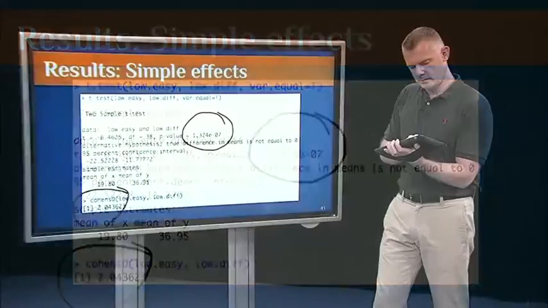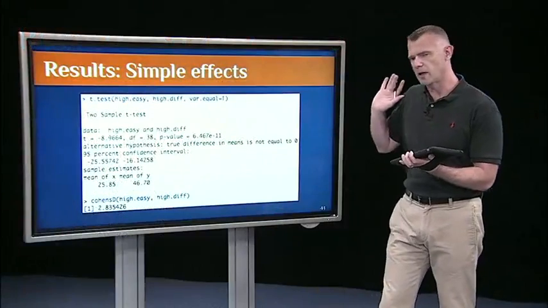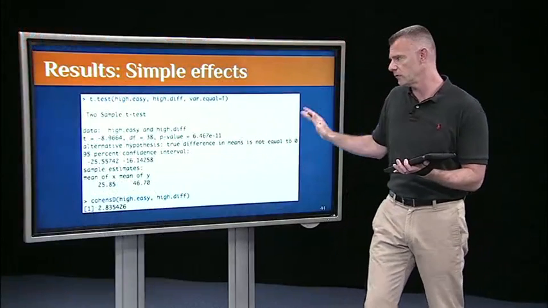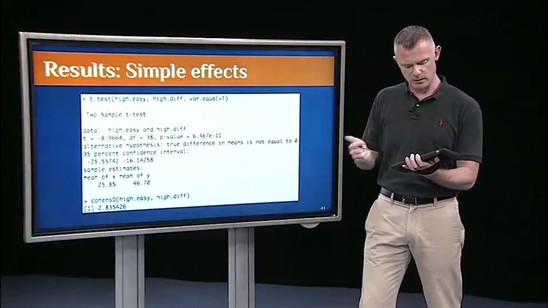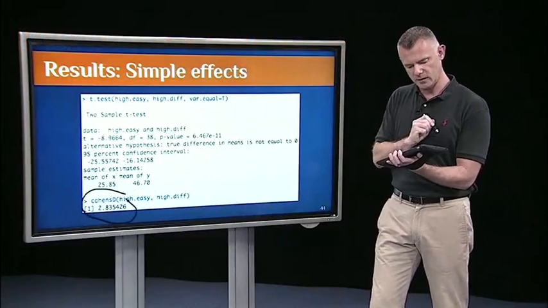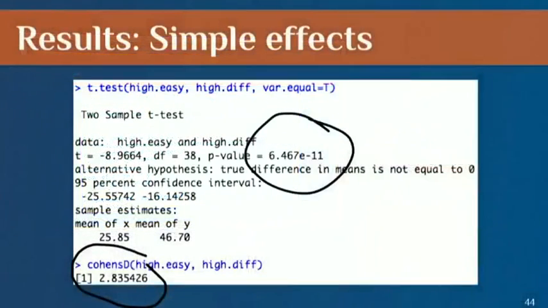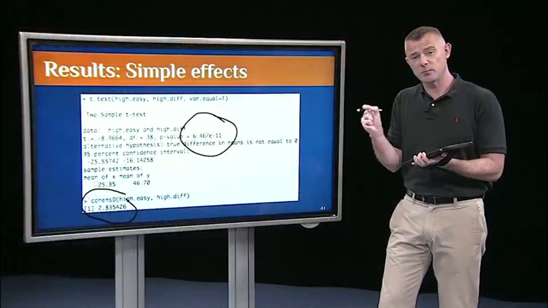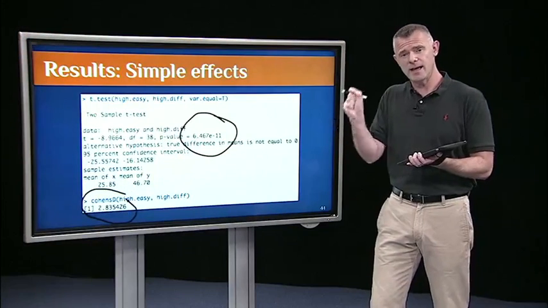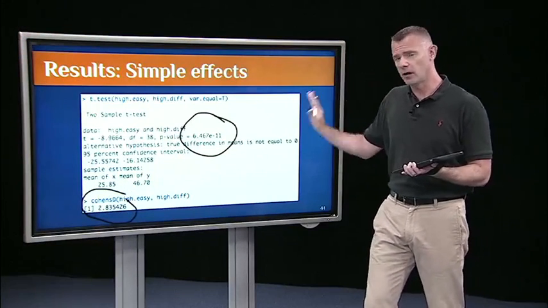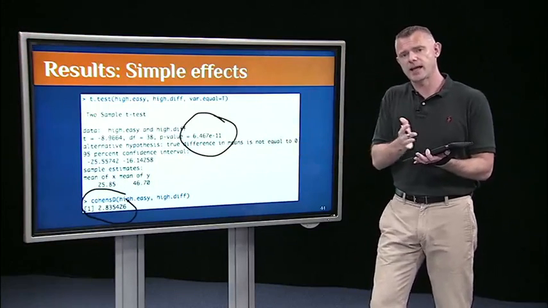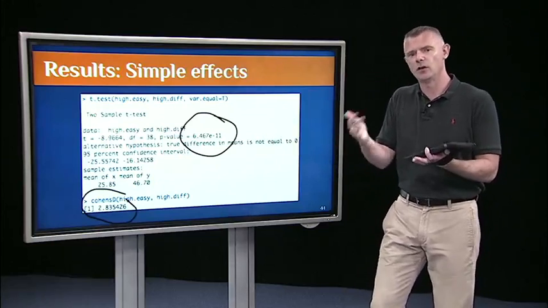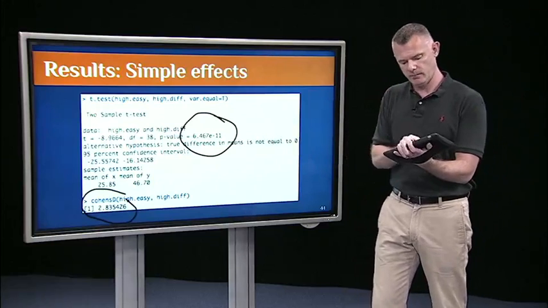Finally, go to the high conversation demand condition, and the effect gets even bigger. All right, look at the Cohen's d, it's now 2.8. Obviously, p is going to be less than 0.05. That's a really significant simple effect. Again, it's the simple effect of driving difficulty at a particular level of conversation demand. And that's how I explained where the interaction is coming from.